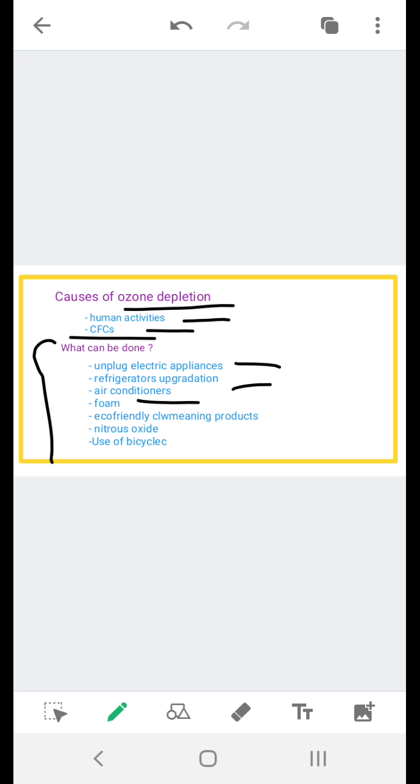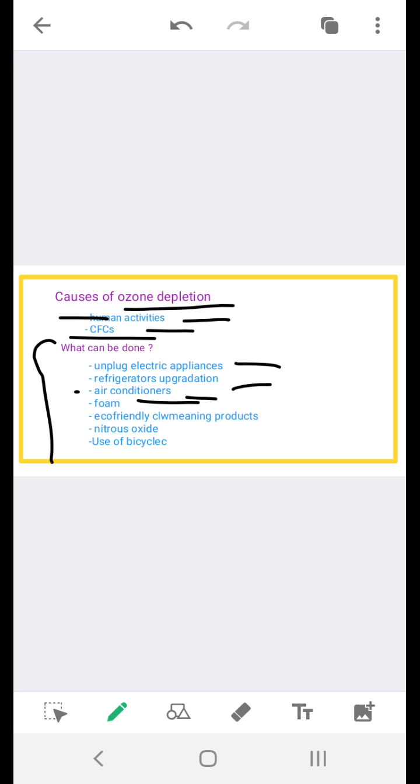So in case of air conditioners which we were using before 1994, they had CFCs which were called freon, but later they upgraded them and now they use other chemicals which are HCFCs, which are not as harmful as compared to CFCs, but they are also depleting the ozone layer. So what we have to do is reduce the use of air conditioners.